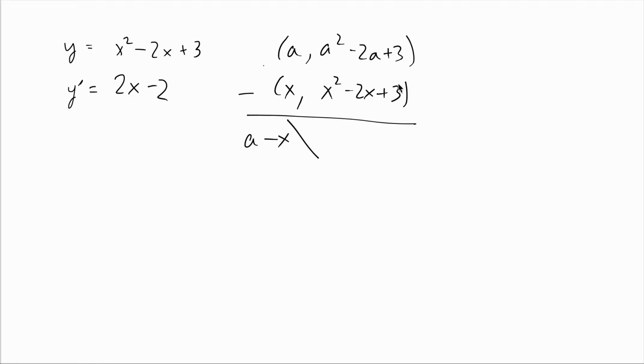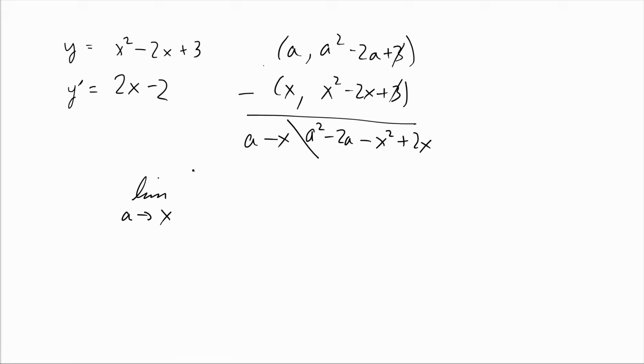Notice the subtraction, the 3's cancel. So we're left with a squared minus 2a minus x squared plus 2x. Notice I distributed the negative through when I subtracted it off: negative x squared plus 2x. Then we're taking a limit of this fraction as a approaches x, as those two points get close together. That's equivalent to saying the run's going to 0, h going to 0, or a going to x. They're two equivalent ways of thinking about it.